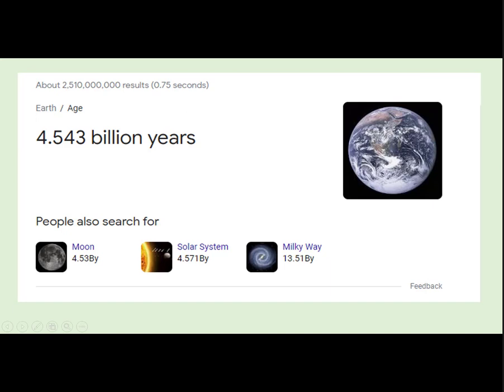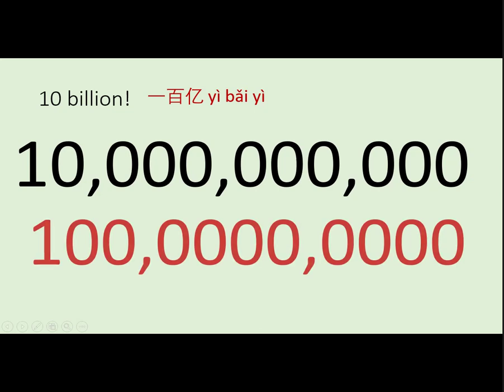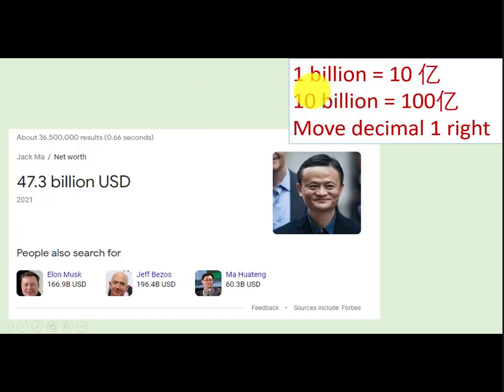What about the age of the Earth? To say 10 billion, if we do our Chinese decimal place, we have our yi here. It's going to be 100 亿. And again, what happens is 1 billion, you move the decimal over, it's 10 yi. 10 billion is 100 yi. So how would we say the net worth of Jack Ma, Chinese richest man? We move the decimal 1 to the right. 473 亿.